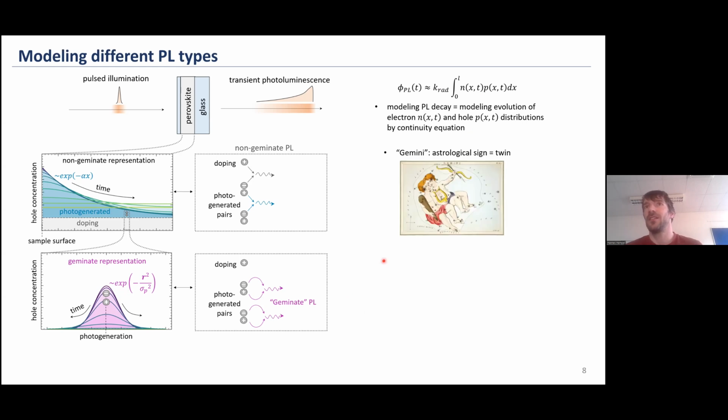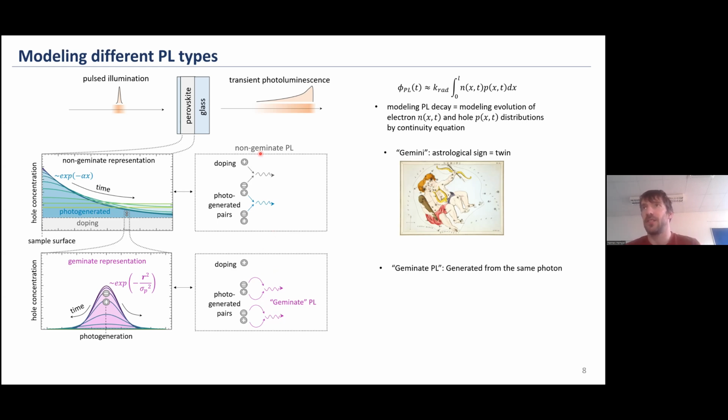And the term geminate, it's an astrological sign. These are twins. And you use this term because this electron and hole are twins. They were generated from the same photon. And if these electrons and holes, which were generated from the same photon, again recombine to emit a photon, this is geminate PL. And everything else is non-geminate PL.